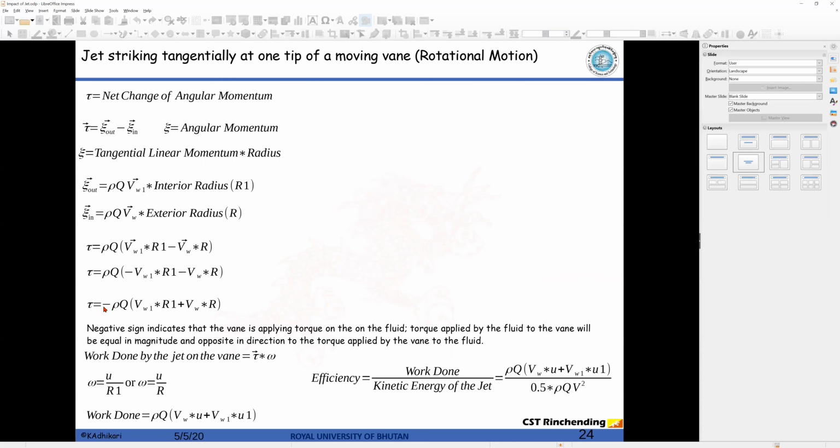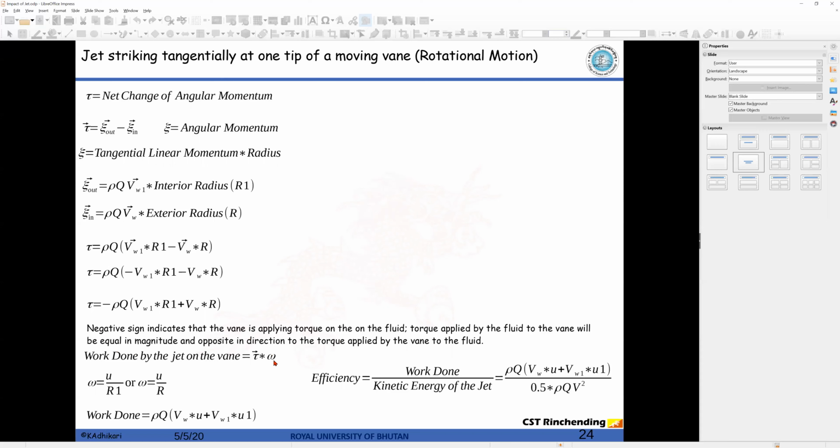Further, you can omit this negative sign because this is the force exerted by the fluid on the vane. In our previous session, we discussed that the force is calculated by the vane on the jet, so similar analogies apply here. You can omit this negative sign, and I have given you a brief explanation here. The work done by the jet is tau times omega. Omega is the angular velocity.